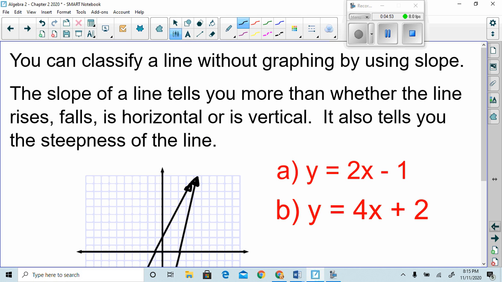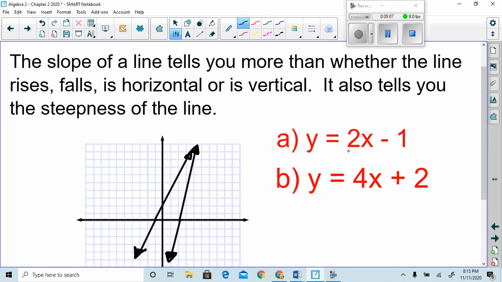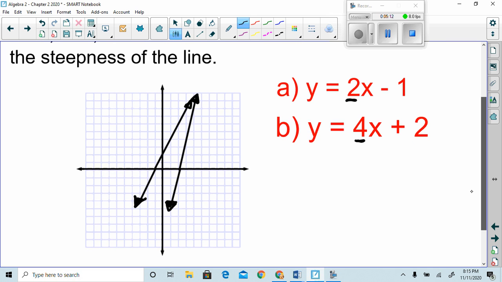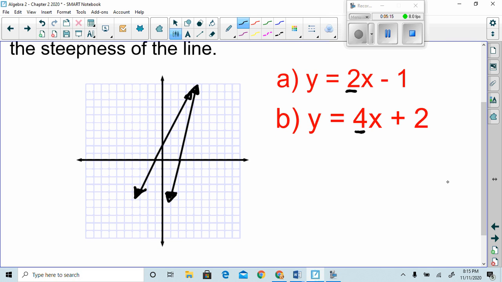And now we can classify these lines without graphing. So again, the slope of a line tells you more than just whether the line rises, falls, or is horizontal or vertical. When I look at the slope, I can compare the slopes, and it tells me about the steepness. And I've graphed these two here, and this is now the quick graph without doing the function table, and I started with my y-intercept, well, pretty much, and then I go from there up and down. So these were just graphed kind of quickly, all right? These were not exact representations.